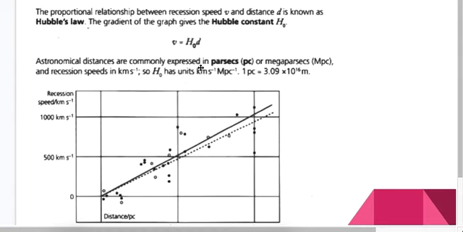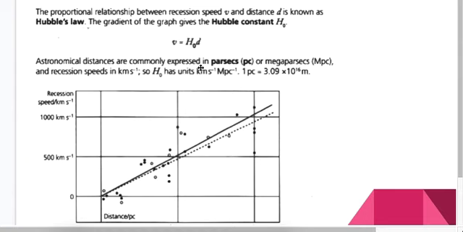You can also add to your notes as I speak the definition of recession speed. The recession speed or recession velocity is the rate at which a galaxy or any astronomical object becomes more distant from an observer as a result of the expansion of the universe.